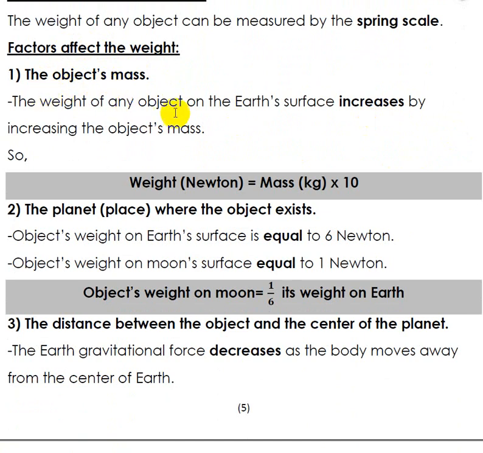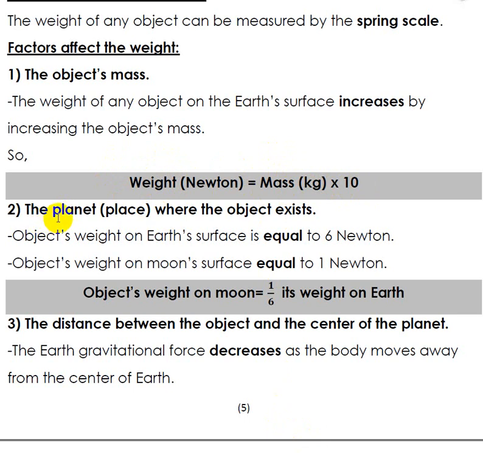There are factors that affect weight. First, the object's mass. The weight of any object on Earth's surface increases by increasing the object's mass. I mean, the weight equals mass times 10. So the increase of weight equals the increase of mass. When the mass of any object increases, its weight increases.